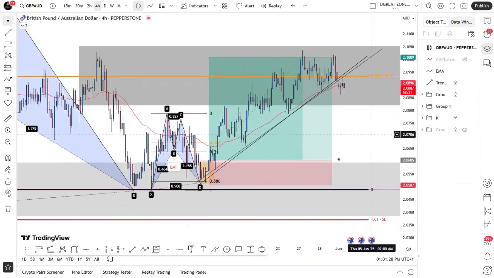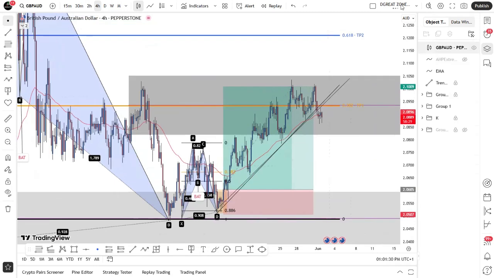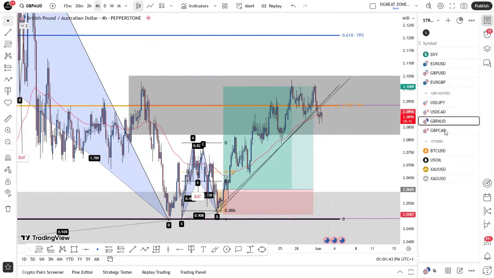For now, we don't have any setup on GBP/AUD, except if you want to trade the trend line pitch, which of course is not part of our strategy. We wait for a valid harmonic pattern into a key level, then wait for entry confirmation. So that is just it.